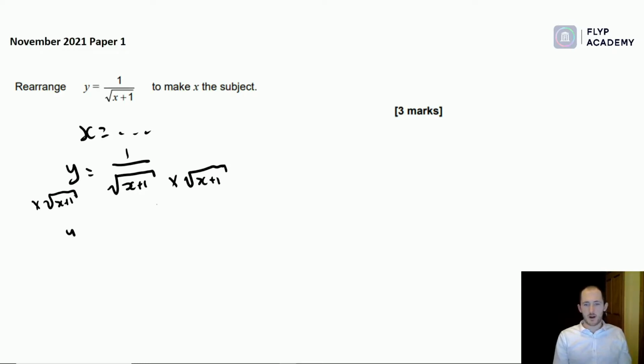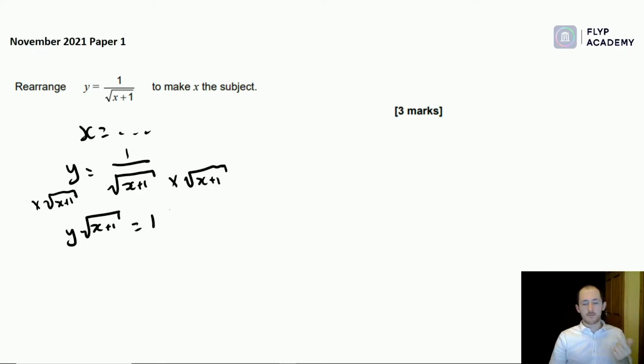So that becomes y times square root of x plus 1 equals, now if you remember rightly, if you times by the denominator of any fraction, it gets rid of the fraction and you're just left with the numerator, so in this case 1. Okay, now what's stopping the x from being by itself? We have this plus 1, the square root and the y, so we work outwards and go in.